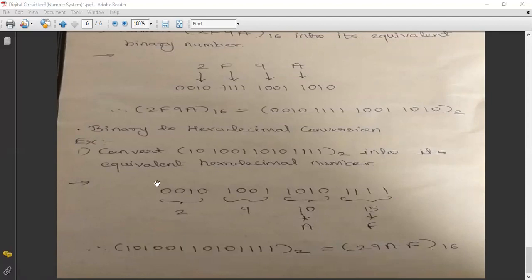Okay, that's it for today's session. In the next session, we are going to see different types of codes.